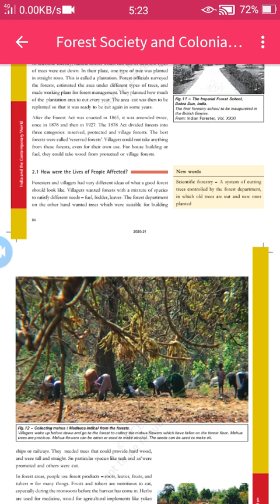In some areas, people used forest products like fruits, leaves and timber. Forest fruits are a nutrition store for eating, especially during the monsoon, before the harvest comes. Those fruits are used for eating as well as cooking.